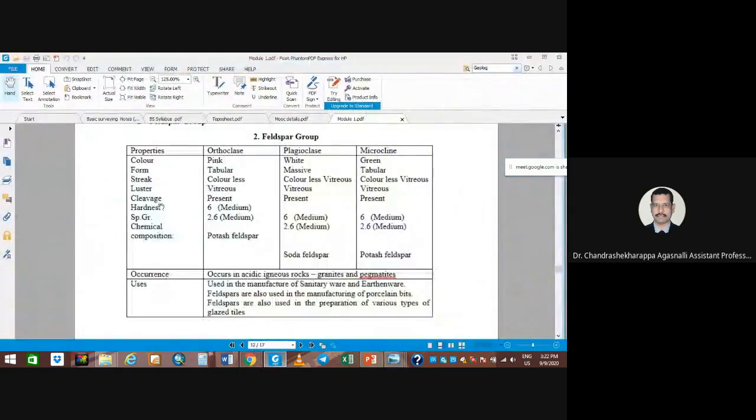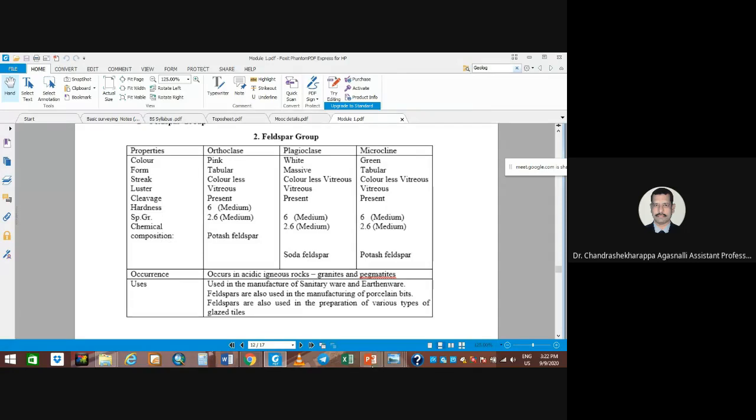And hardness is 6. Quartz is 7, and the remaining feldspar group, orthoclase, plagioclase, and microcline, are all 6, medium hardness. Specific gravity is medium, not too heavy and not too low. So it's a medium specific gravity.